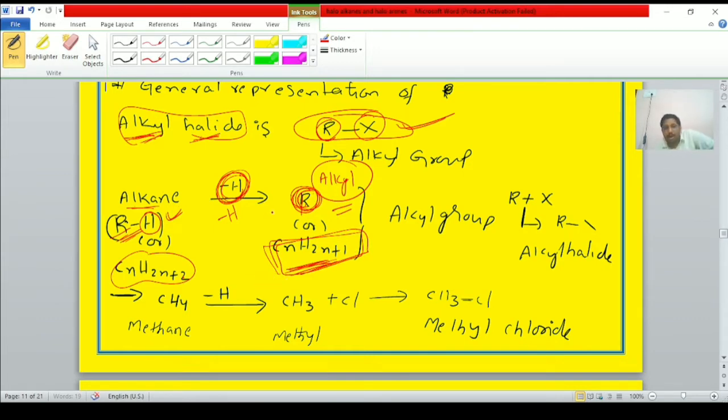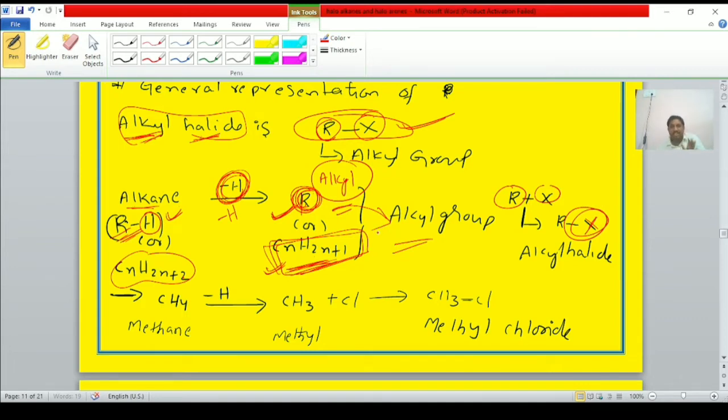Remember, students, R is the representation of an alkyl group and CnH2n+2 is the representation of an alkane. Here the alkane CnH2n+2 loses one hydrogen atom, then it will become CnH2n+1. Right? Okay, students. Next one, the alkyl group, where R is known as what, students? Alkyl group. The alkyl group combined with a halogen forms an alkyl halide.